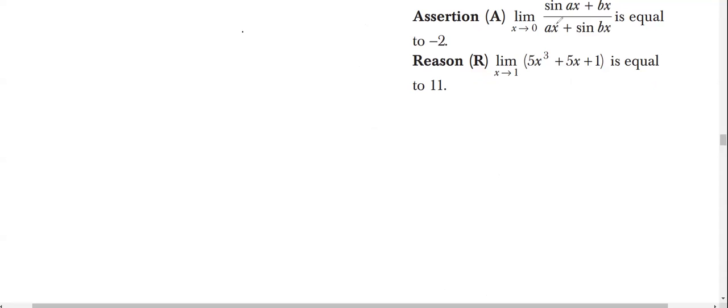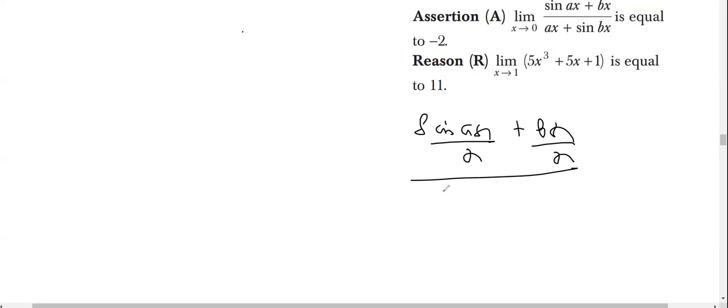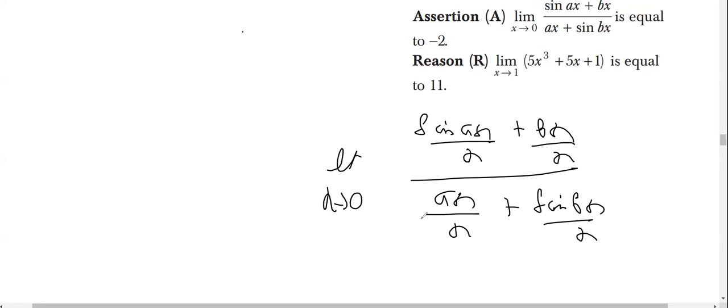In the next part, we have the assertion (sin ax plus sin bx) over (ax plus bx), where limit x tends to 0. The question says it is equal to -2. So let's check it. In such a situation, we divide the numerator and the denominator by x. The numerator will turn out to be sin ax over x plus sin bx over x, and this is limit x tending to 0.